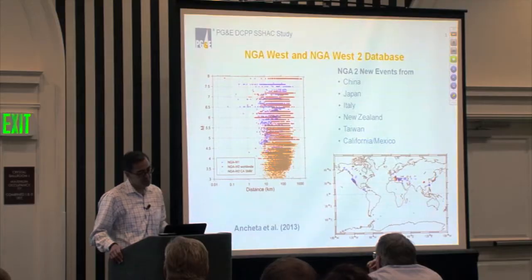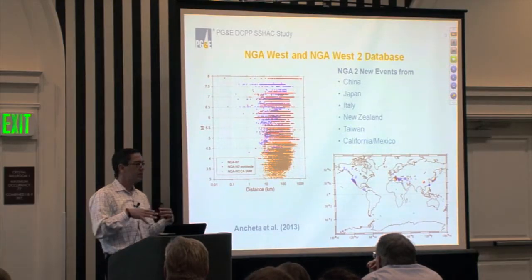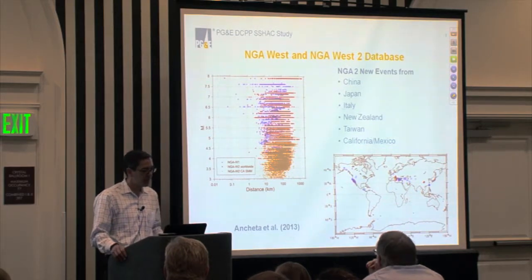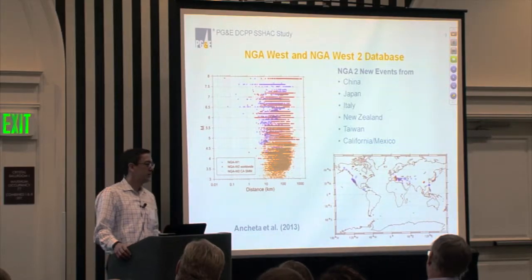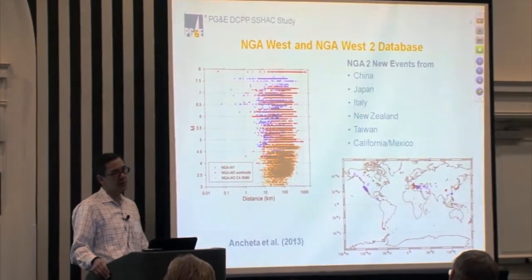I'll go through briefly the databases that go into these individual models. What I'm showing here is a companion comparison between the NGA West 1, the 2008 database, and the current NGA West 2 database. Going from the NGA West 1 database to the NGA West 2 database, you're going from about 3,500 records up to over 20,000 records. So it's a huge increase in the data set.